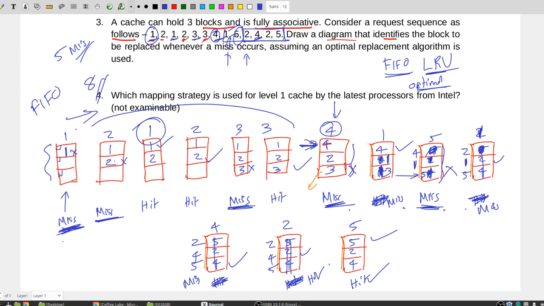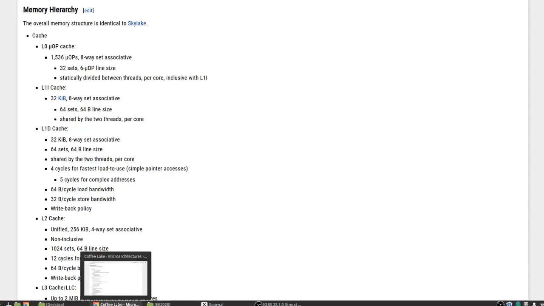Which mapping strategy is used in level 1 cache by latest processors from Intel? Of course, this kind of question won't be examinable, but just to have some awareness of what's going on, what is the state of the art, we can have a look at the question. To answer these sort of questions, the best place for you is this website called WikiChip. Okay. It's a very nice website which contains a lot of information about recent as well as historical processors. Okay, a wealth of information you probably won't find anywhere else.